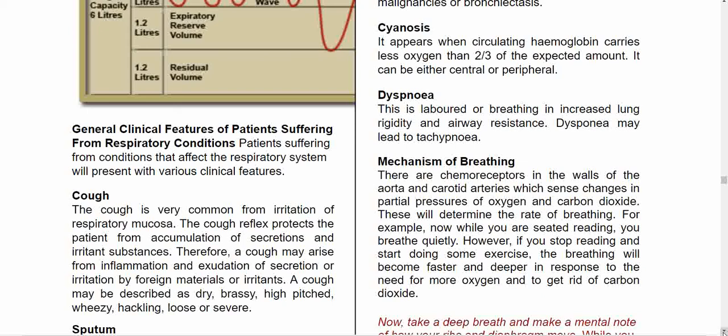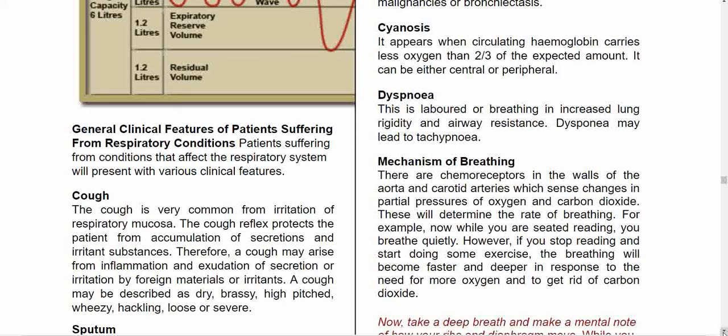Therefore cough may arise from inflammation, exudation or secretion, or irritation by foreign materials or irritants. The irritants are like sprays, such as a nasal spray. A cough may be described as dry, brassy, high-pitched, wheezy, hacking, loose, or severe. So when you are taking history, don't forget to ask: do you have a dry cough, an irritative cough, breathing away?